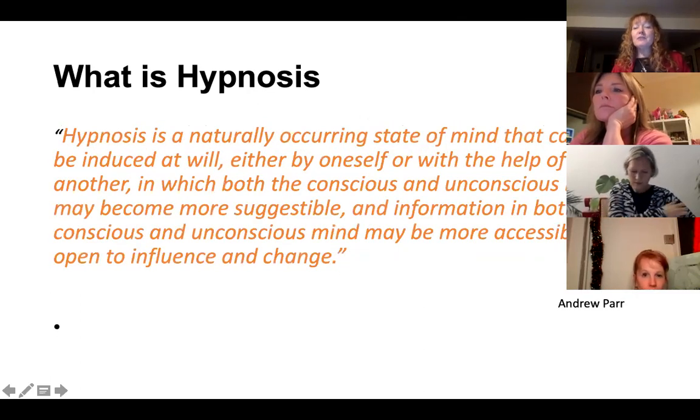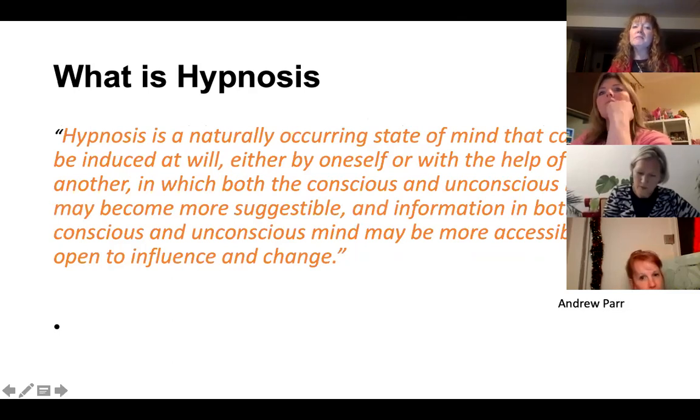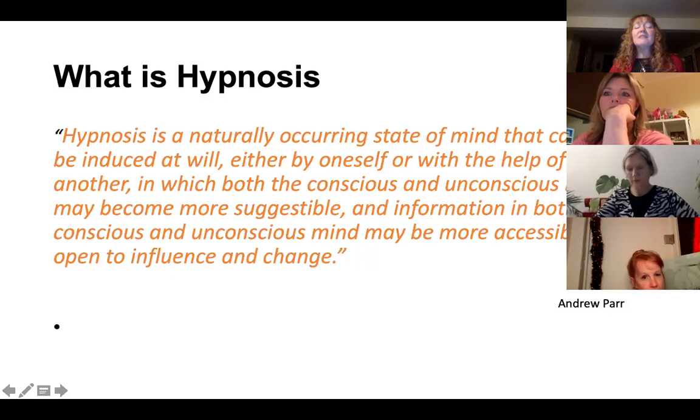And this is Andrew's one that he uses. Hypnosis is a naturally occurring state of mind that can also be induced at will, either by oneself or with the help of another, in which both the conscious and the unconscious mind may become more suggestible, and information in both the conscious and the unconscious mind may be more accessible and open to influence and change. So that's I guess the definition that we would mainly go with.